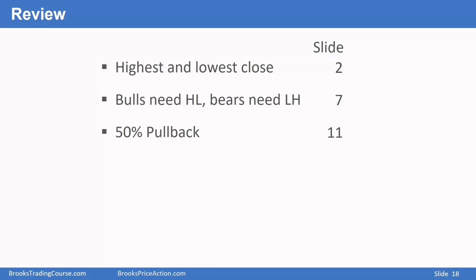50% pullbacks, very important in all trends. Traders are always looking to buy a 50% pullback in a bull trend, and therefore it is support. And bears are always trying to sell 50% pullbacks in bear trends, and therefore a 50% pullback in a bear trend is resistance.